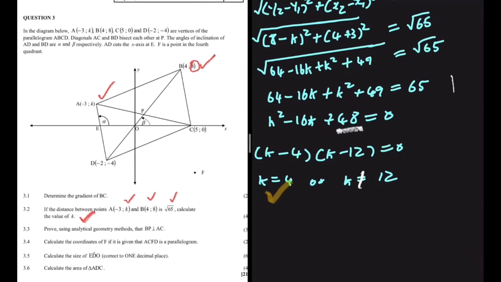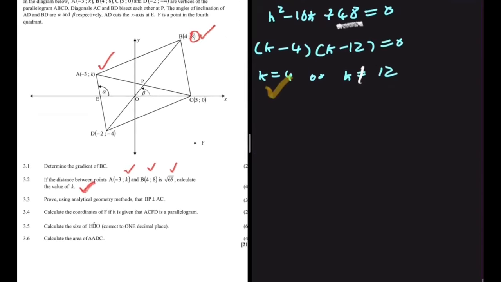Let's move to 3.3. In 3.3, we are supposed to prove using analytical geometry methods that BP is perpendicular to AC. So what are we required to prove? We are required to prove that the gradient of BP multiplied by the gradient of AC will be equal to minus 1. That's what we mean when we say BP is perpendicular to AC.